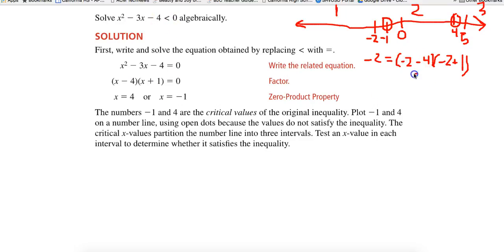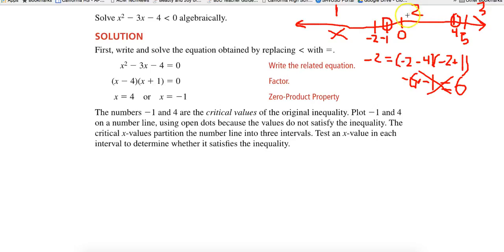So -2 minus 4 is just -6, and -2 plus 1 is just -1. So when we multiply -6 times -1, we get +6. Okay, and when we plug that in here, +6 less than 0, we get that does not work. So right here, we get that this region is not part of our solution set. Again, 6 is not less than 0, so that does not work.